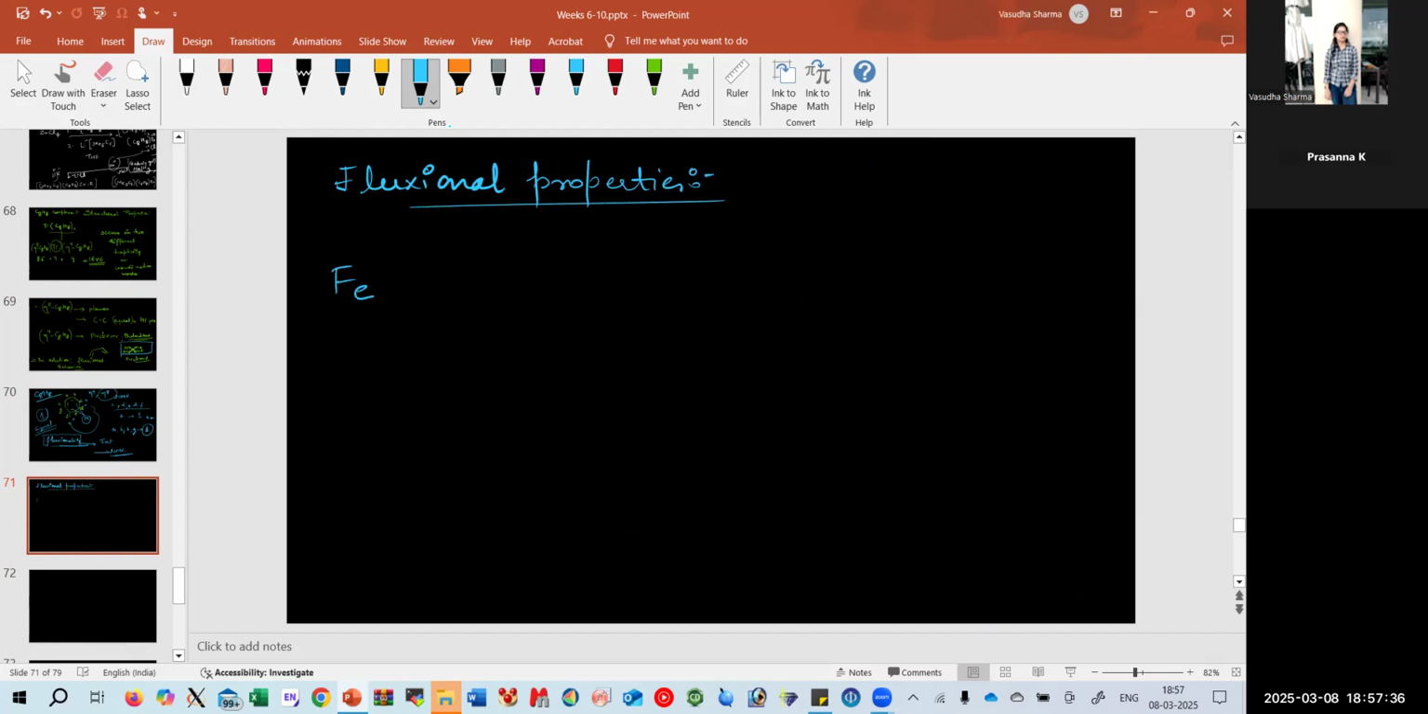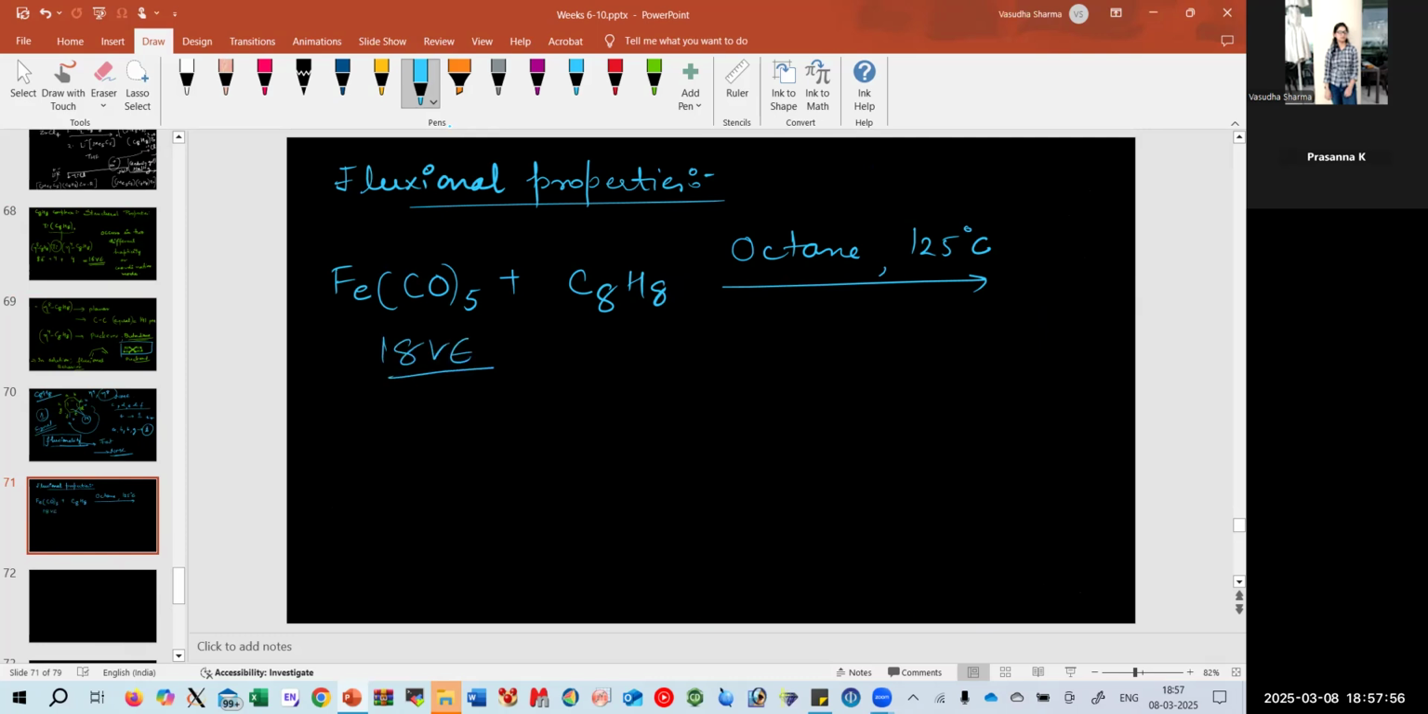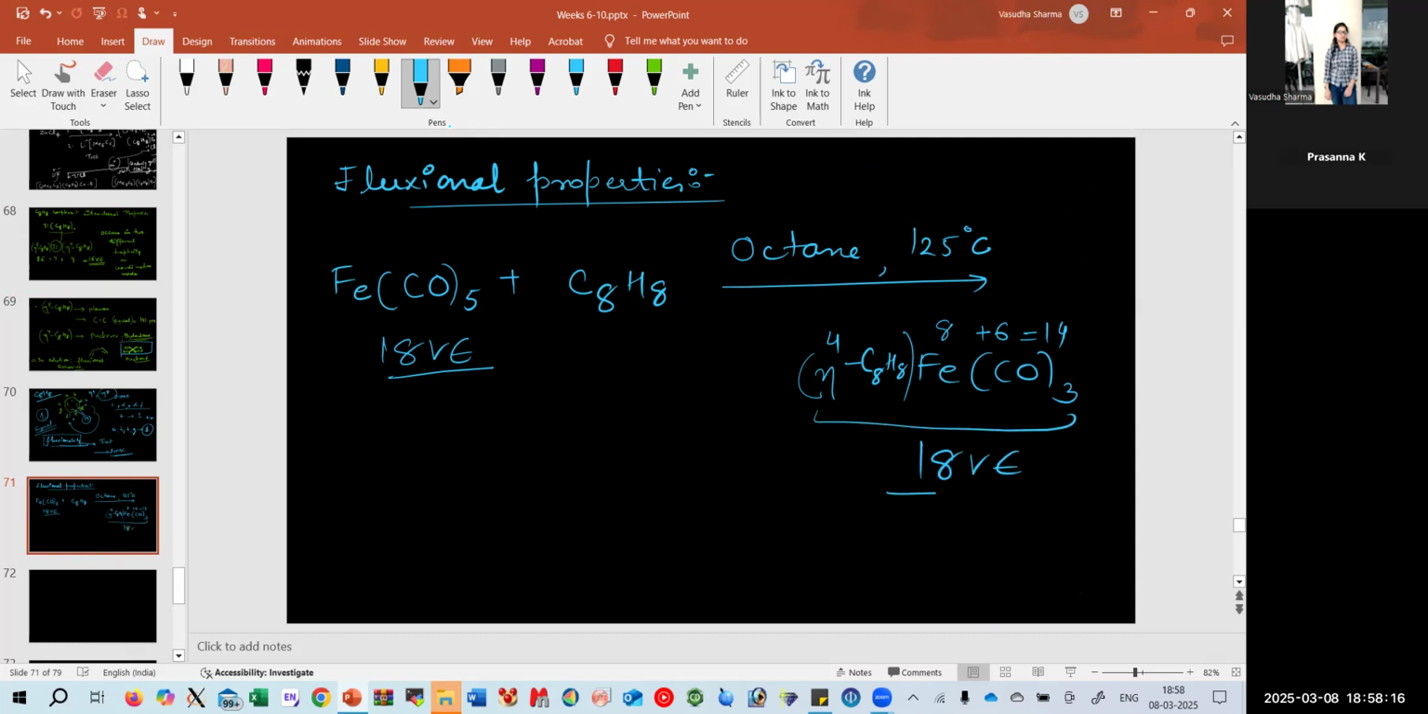So if I'm taking iron carbonyl system and treating it with C8H8 in octane solvent at 125 degrees Celsius, what would happen? In this particular case, this is already an 18 valence electron, right? So how can we accommodate this one? If iron is going to have 3 carbonyls, that means 8 plus 6, already 14 is there. Only 4 more electrons can come. That means eta 4 C8H8 is going to bind with the iron system. So it would end up making 18 valence electron.